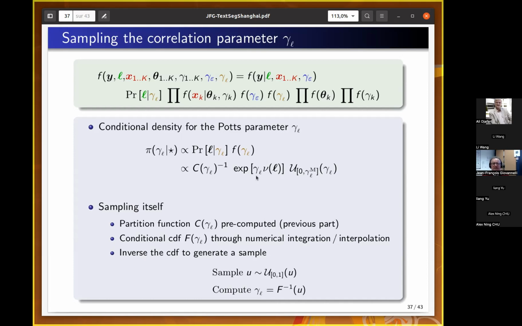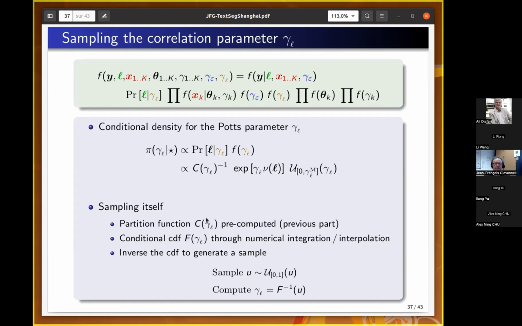relatively easy regarding the dependency with the Potts parameter, and this one that is more difficult, that is the partition function, the normalization constant that we pre-computed. And based on this pre-computation, we use a sampling of this parameter based on the inversion of the cumulative density function. It is to sample a value u uniformly between 0 and 1, and then numerically compute the inverse of the cumulative density function based on the pre-computed value of the partition function, the normalization constant.